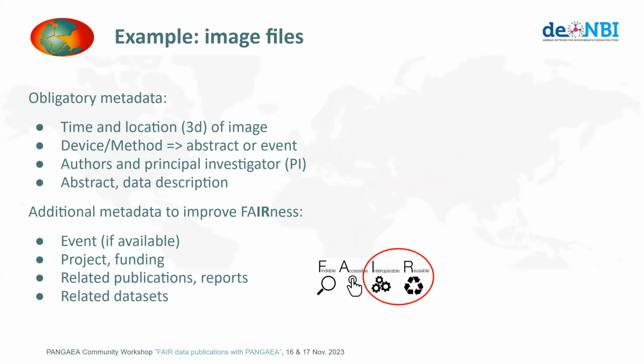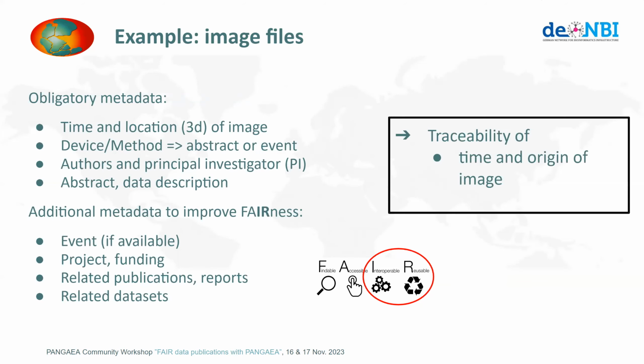So in this example, we have again our obligatory metadata. So the 3D geocode of where the image was taken, the device and the method is mostly listed in the abstract or the event. And again, you need the author, the PI, and a data description in the form of an abstract. And this is to make sure that there's a traceability of the time and the origin of the image.